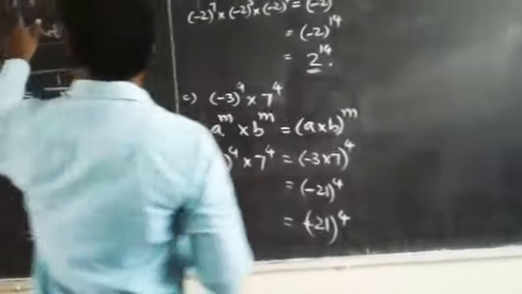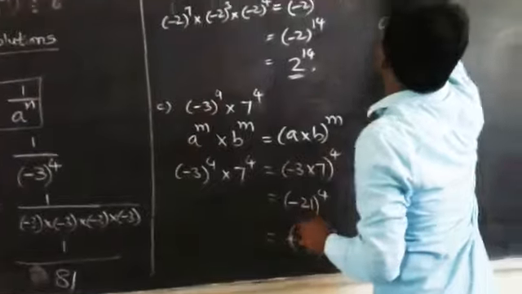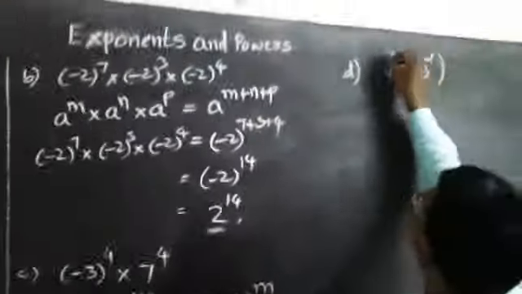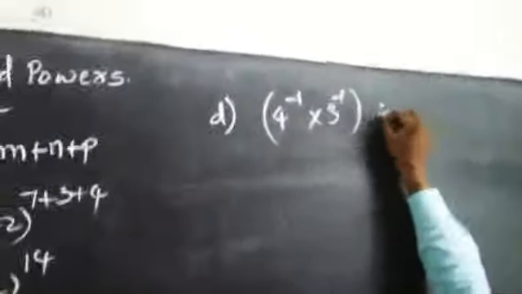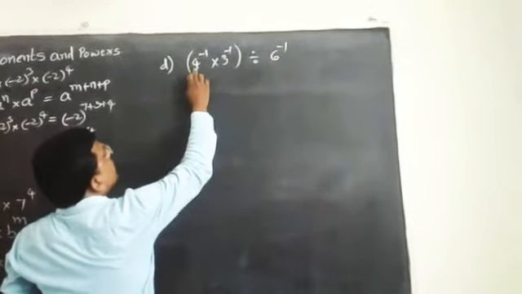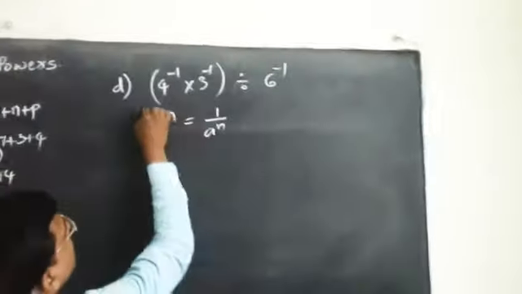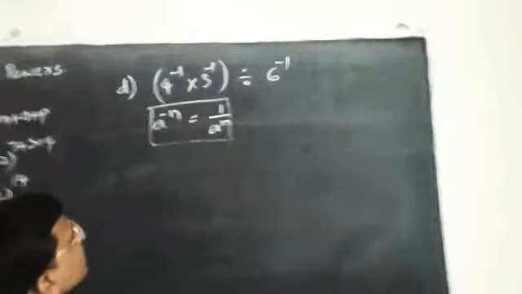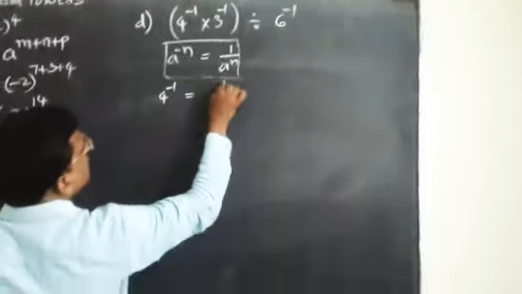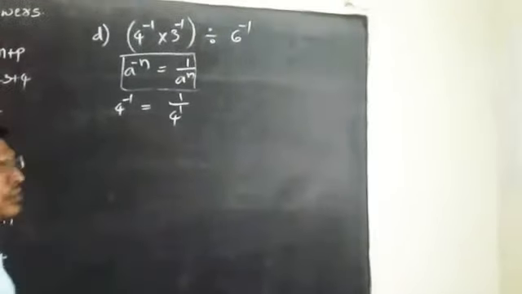Okay, next question D. 4 to the power of minus 1 into 3 to the power of minus 1, and whole divided by 6 to the power of minus 1. See, each number is in the form of a to the power of minus n. So a to the power of minus n is equal to 1 by a to the power of n. Okay. So first write 4 to the power of minus 1 as 1 by 4 to the power of 1.